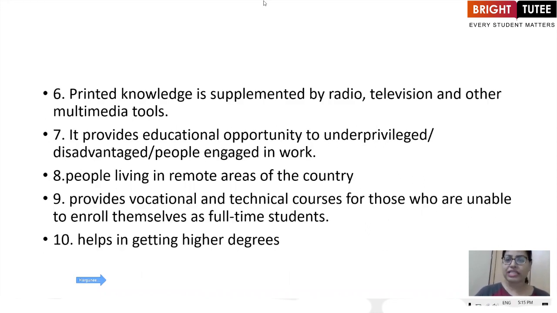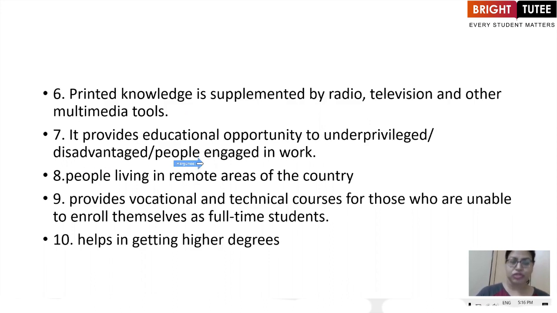Printed knowledge, yes, they provide you printed material to read, based on which they take your tests and exams also. But along with that, they supplement it with radio programs, television, and any other multimedia tools. Open schools provides educational opportunity to underprivileged section of society who could not afford and enroll themselves in schools and colleges. It provides education to disadvantaged people as well as people who are engaged in work.